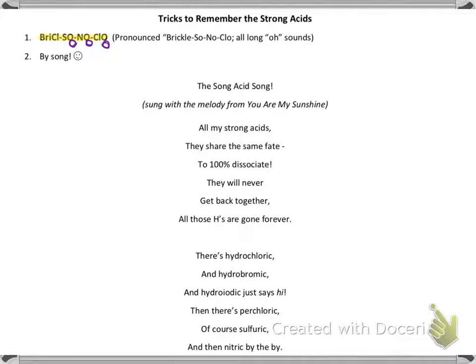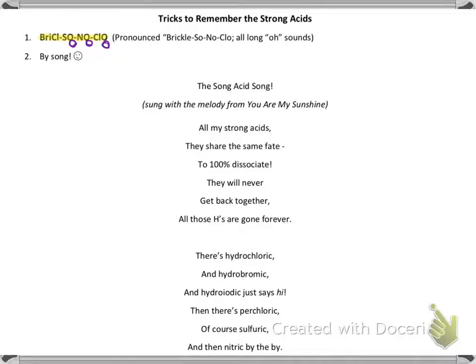All my strong acids, they share the same fate, to 100% dissociate. They will never get back together. All their H's are gone forever. There's hydrochloric and hydrobromic, and hydroiodic just says hi. Then there's perchloric, of course sulfuric, and then nitric by the by.